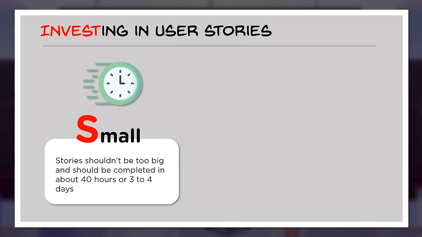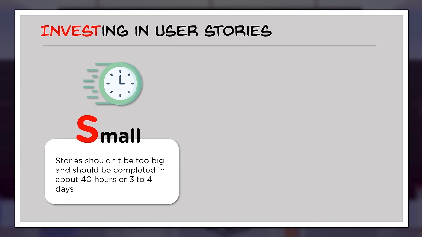A story should not be too big and should be completed within 40 hours or 3 to 4 days. These numbers are indicative, so you should not necessarily be fixing on these numbers. It is just an indication to show what the focus would be when I say user story, and what the effort would be to accomplish that.